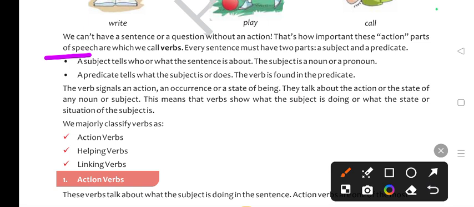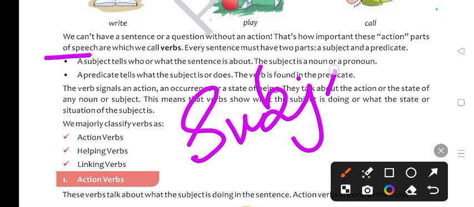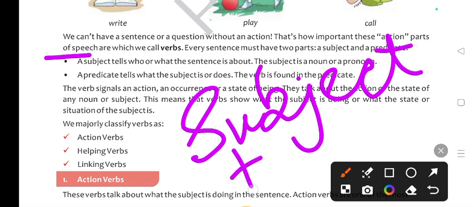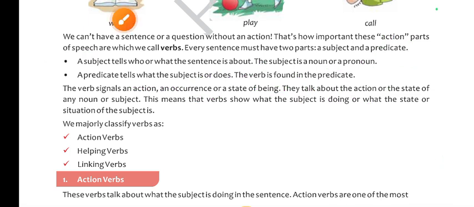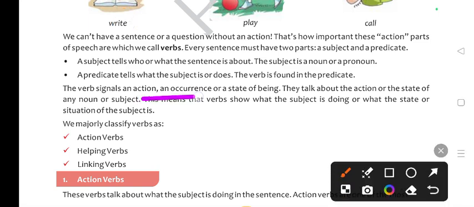You know that each sentence has two segments. The first one is subject and the second is predicate, right? So the subject tells us who or what the sentence is about, and the predicate tells what the subject is or does. It means it contains the action part. The verb signals an action, occurrence, or state of being.